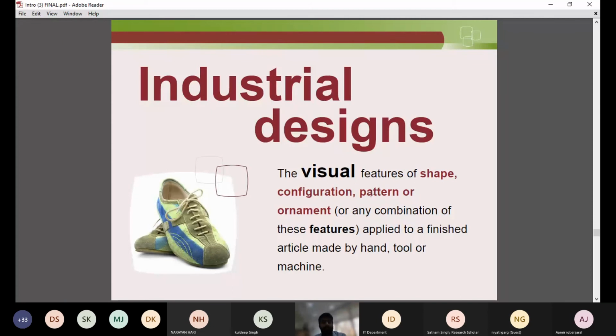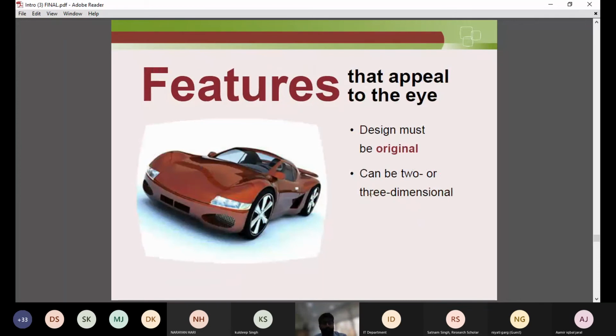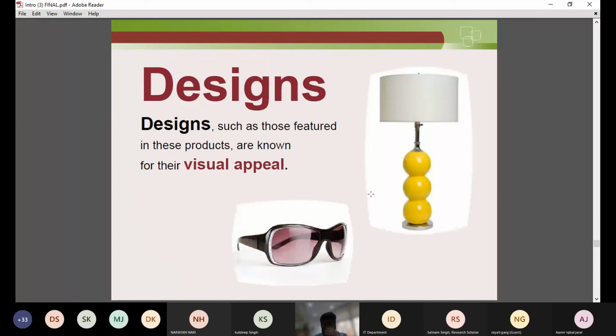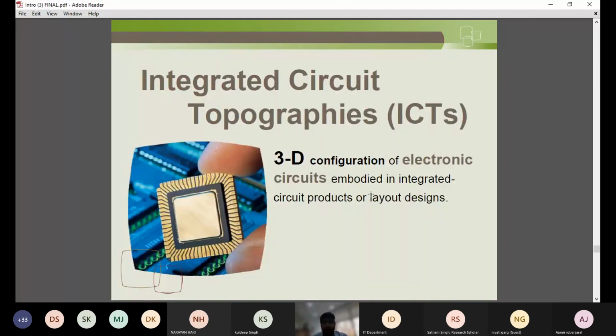Basically, it covers the visual features of shape, configuration, pattern, or the ornament applied to any finished article. Anything can be protected under industrial design, in the form of 2D or 3D. The basic condition is it must be original. Designs known for their visual appeal can be secured, for example sunglasses and lampshades. A design has a timeline of 10 years in total, and it can be renewed only one time for 5 years. That means in total you will have protection for your design for 15 years.